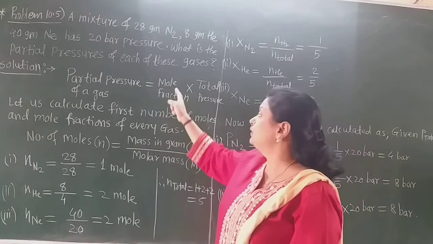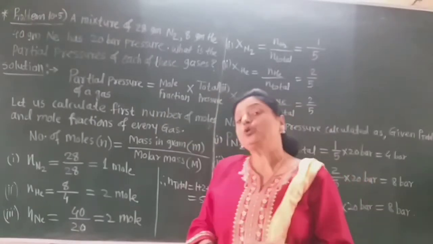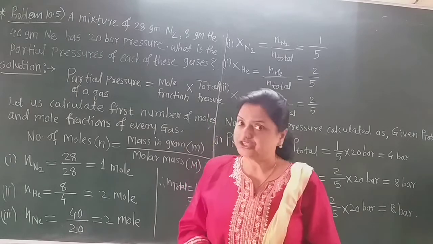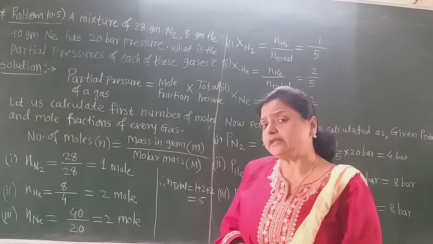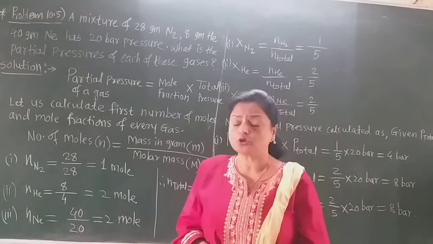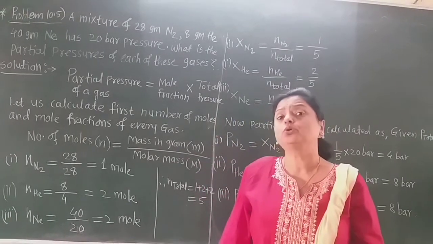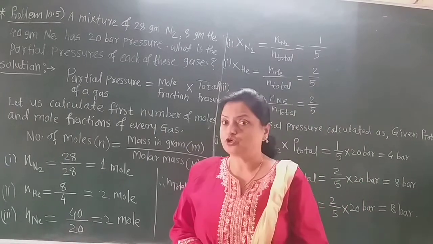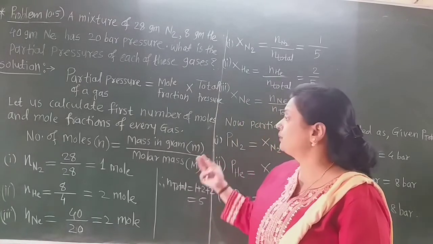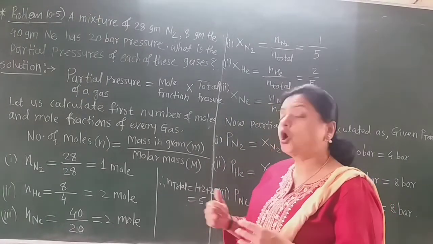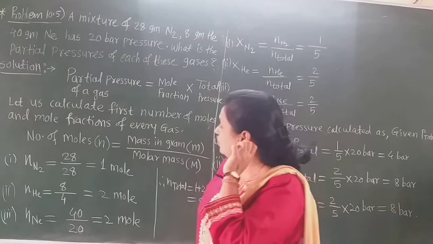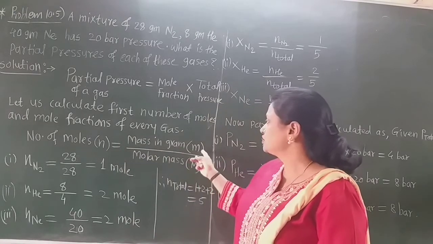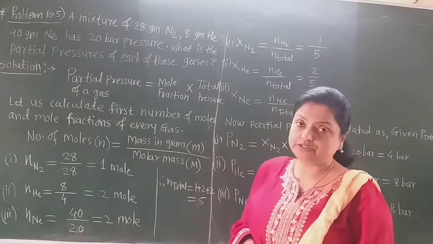Now we have to calculate first this mole fraction. But to calculate the mole fraction, we require the number of moles of each gas. And how do we calculate the number of moles? We know that formula also. Number of moles is equal to mass in gram of that gas divided by molar mass of that gas. So let us first calculate the number of moles and mole fraction of every gas. Here number of moles n is equal to mass in gram, small m, divided by molar mass.